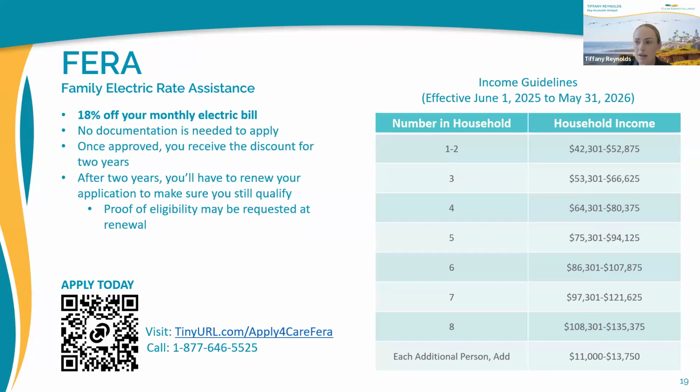The next program is called FERA, or Family Electric Rate Assistance, and this is 18% off your monthly electric bill. Again, no documentation is needed. Once approved, you receive the discount for 2 years, and after 2 years, you'll renew your application. So very similar to CARE, this is called FERA, and again, here on the right-hand side are your income eligibility guidelines through May 31st, 2026. And I'll leave this up for a second in case anyone needs to scan this QR code as well.